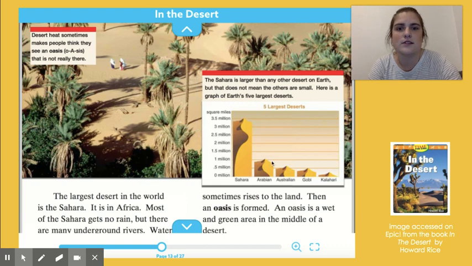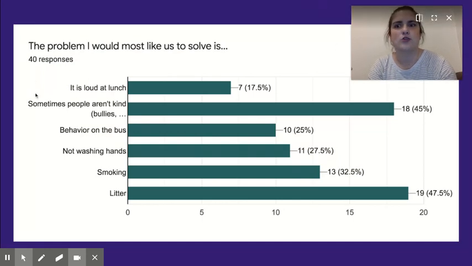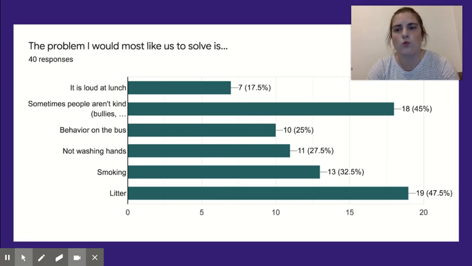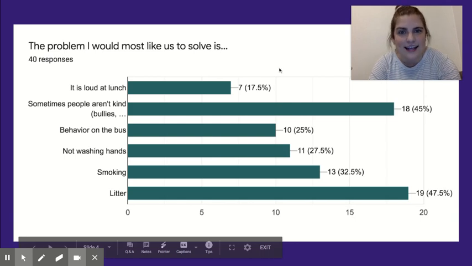Now, this is a vertical graph. Sometimes the bar graphs will be horizontal. So this is an actual graph from when my class a few years ago voted on what problem they were interested in solving. You can see that the choices here are on the side. And then look at this scale. This scale is going up by 5s. So each line is showing an amount of 5.